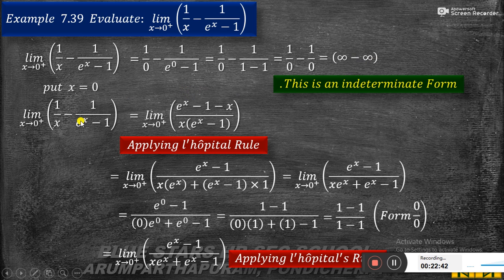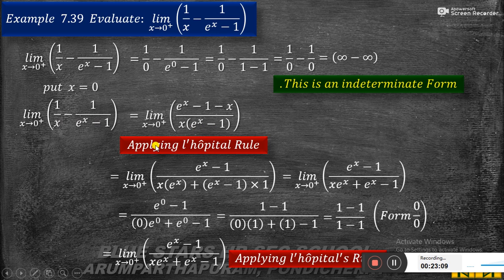So I write the given limit x tends to 0 plus 1 by x minus 1 by e power x minus 1, equal to limit x tends to 0 plus. Now I do the cross multiplication, so 1 into e power x minus 1, minus x into 1 is x, so e power x minus 1 minus x, by the denominator x into e power x minus 1.